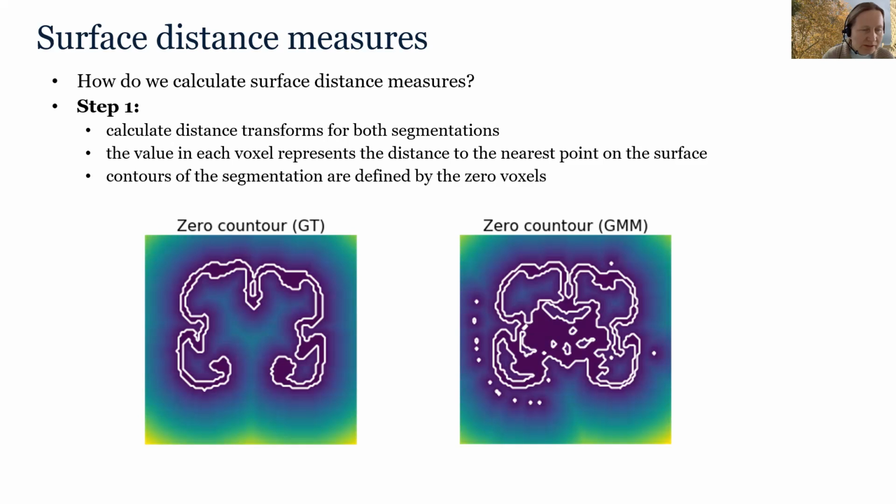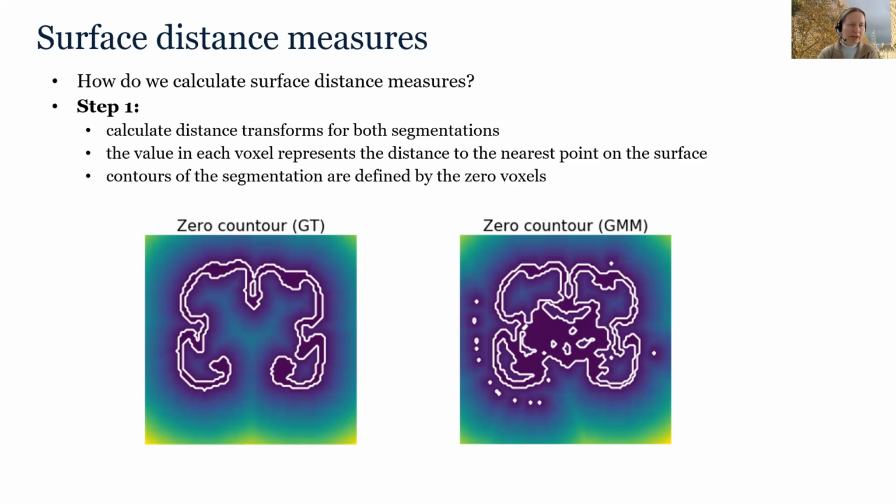This distance transform can be calculated with an algorithm that is very similar to region growing. While we grow the region, we also track the shortest distance to the surface, and it can be done quite efficiently that way.